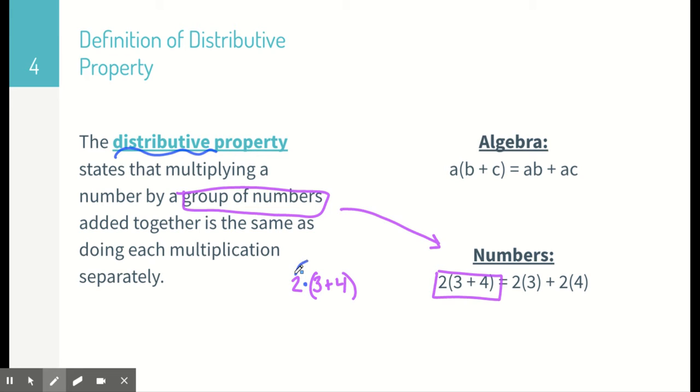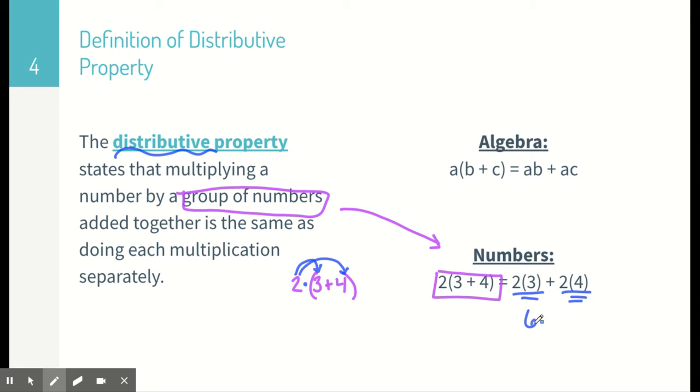So I'm going to distribute this 2 to the 3. And that is why they get 2 times 3 over here. And I'm going to distribute this 2 to the 4. And that is how they get the 2 times 4 over here. And we're still adding these amounts together because inside the parentheses you are adding. So now we have 2 times 3 plus 2 times 4.